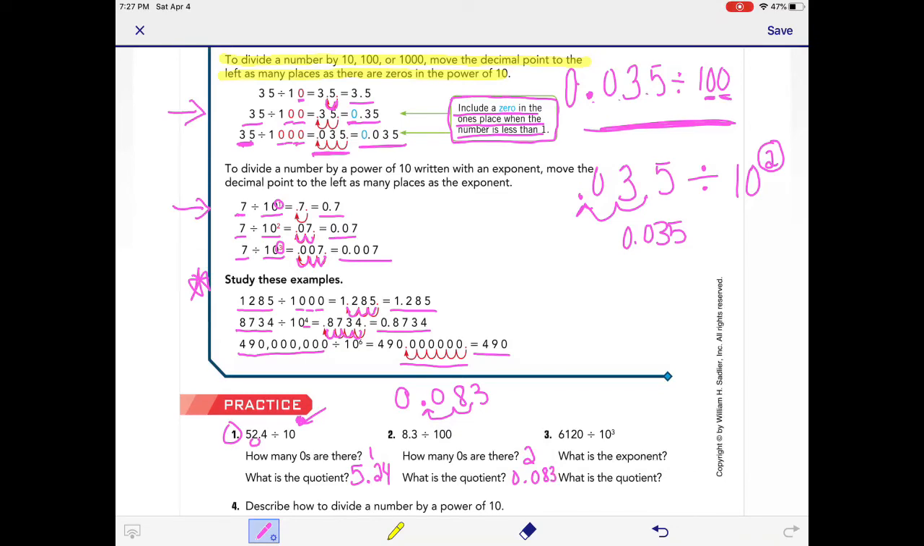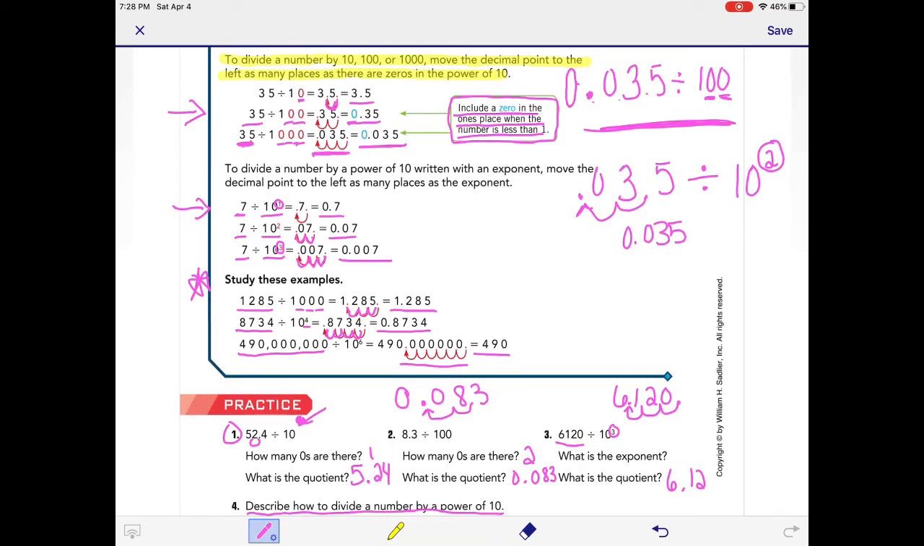And number 3, 6,120 divided by 10 to the third power. That 3 tells us move the decimal point over 3 spaces. So let's do that. The decimal point right here now is right there. So we're going to move it 1, 2, 3 spots over, and there it goes. Our quotient is 6 and 120 thousandths. Now, you don't really need this 0 right here because it's not showing any value and it doesn't hold a spot.